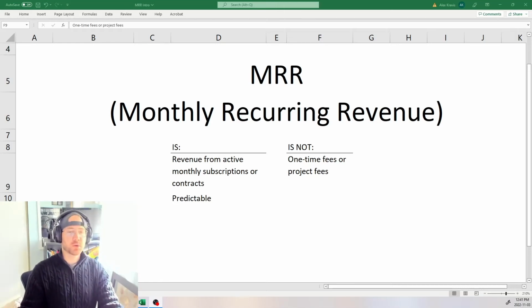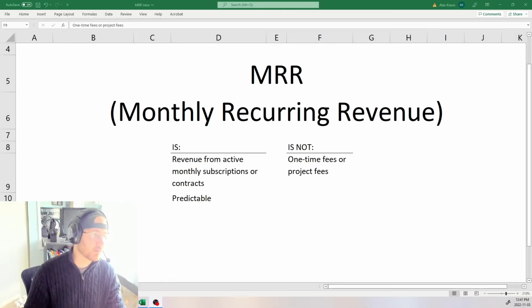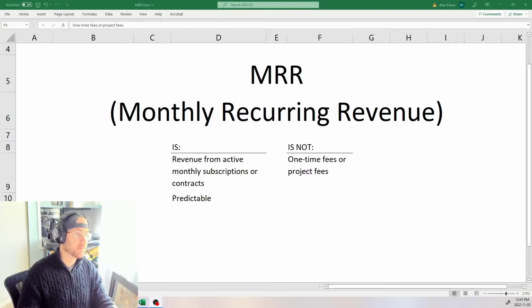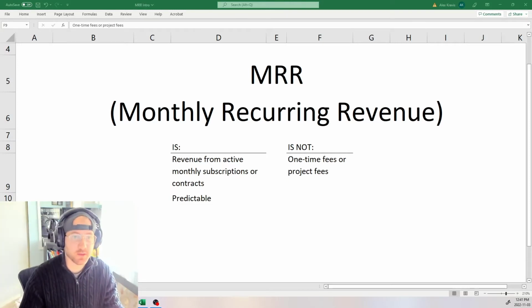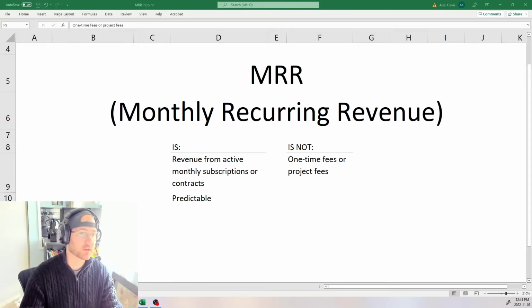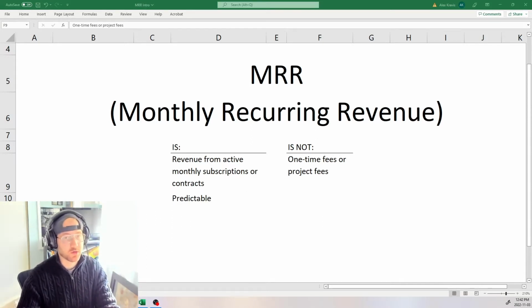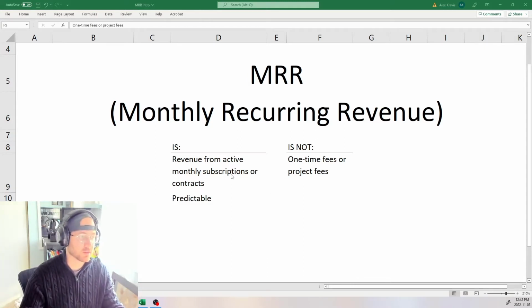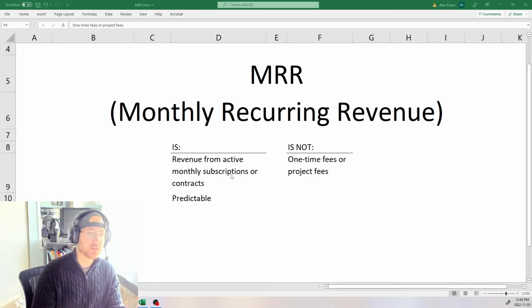MRR, or monthly recurring revenue, is quite literally the amount of revenue that you recognize in a given month. Online, it defines it as the predictable total revenue generated by your business from all active subscriptions in a particular month. So if we break this down just a little bit, it's revenue from your active subscriptions, or it could be a fixed contract as well, but it's the amount of service that you recognize in a given month, and it has to be predictable.